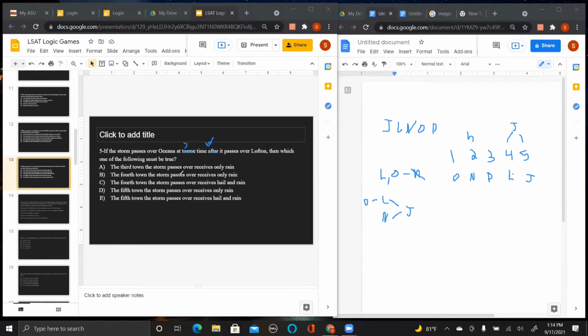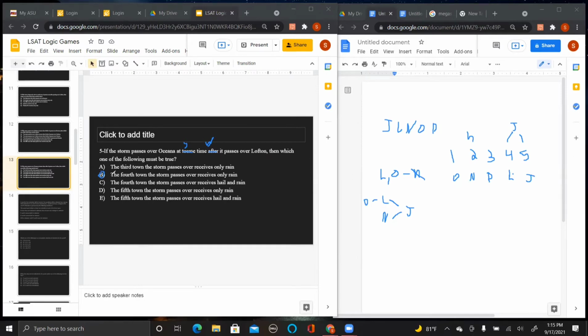All right. So which of the following must be true? Okay, now we're looking for something that has to be true. So what has to be true here? The third town receives only rain. Nope, Platesville can receive whatever it wants. The fourth town receives only rain. Aha. Fourth town is Lofton, and Lofton cannot receive hail. It must receive only rain. B is correct. And if we want to check the others for shits and giggles, we can do that.